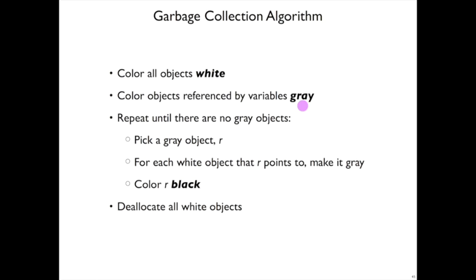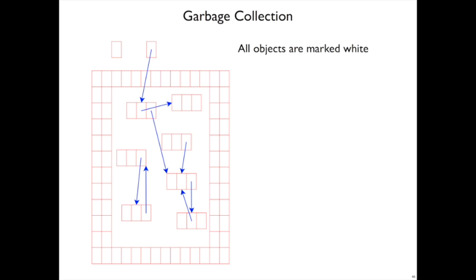The difference between gray and black is that gray means live, but possibly referring to other things that haven't been checked yet. At the end of this process, and it's easier to see in the pictures, so we'll do that in just a second. Once you've colored everything black that can be colored black by following pointers, then whatever's left must not be live. All the white objects can be deallocated at that point. So again, it's easier in a picture.